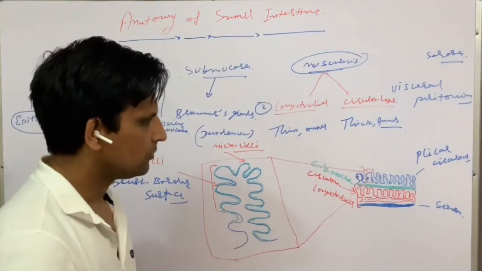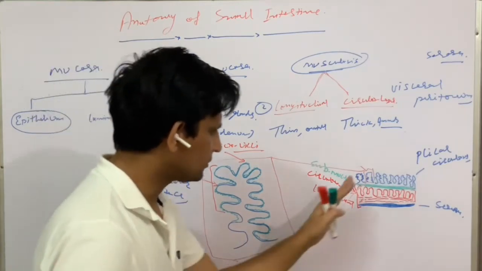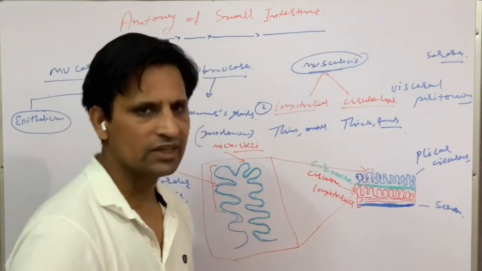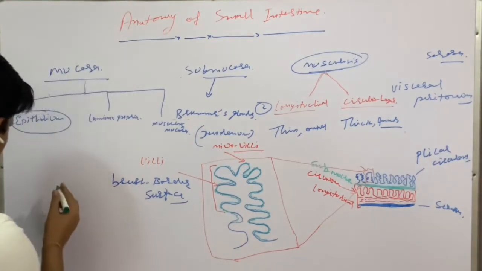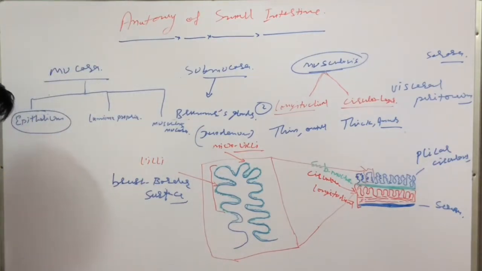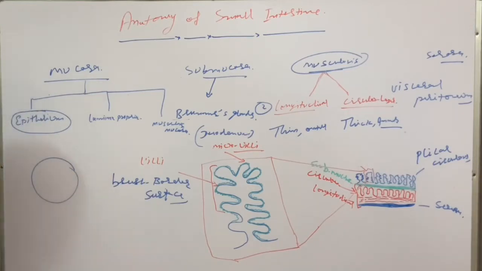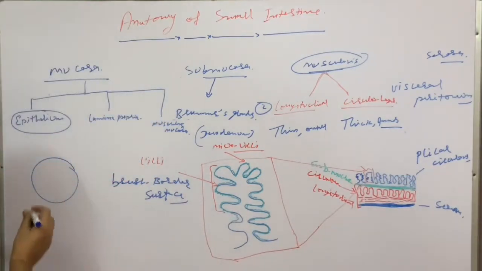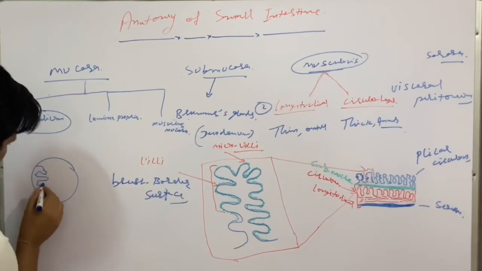So the content will be almost liquefied, and this structure stops the contents from going straight. You can understand this by this simple diagram. This is the cut section of the GIT. And if we see this structure, the inner lumen will look like this.